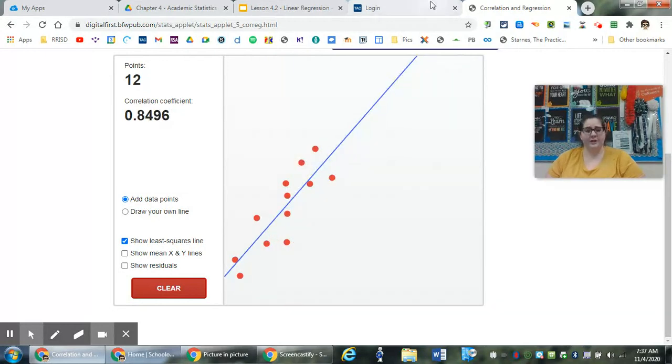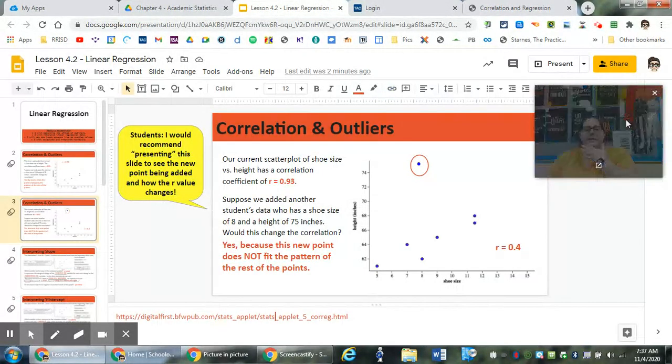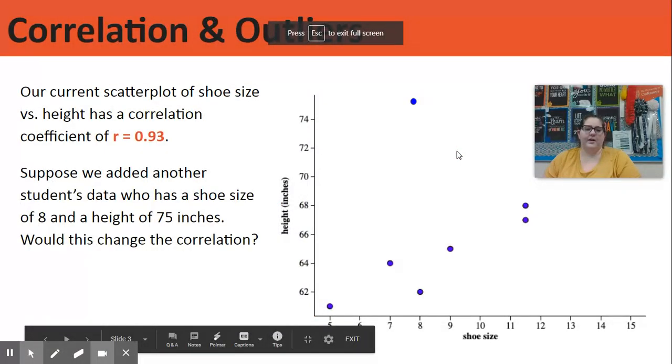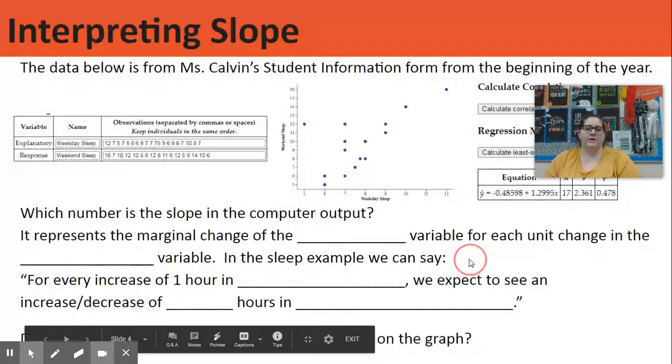So that's just a fun little website to play with to help you understand how outliers can affect correlation and our least squares regression line. Right. So let's move on.